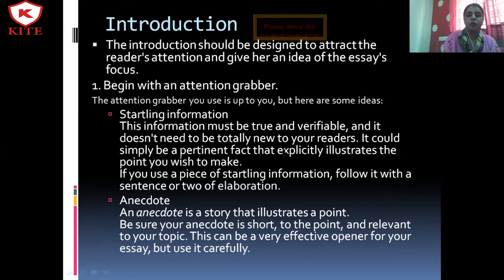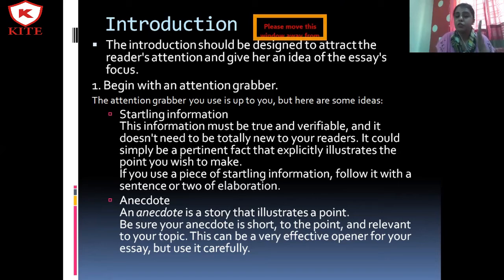So it could simply be a pertinent fact that explicitly illustrates the point you wish to make. Okay, any kind of factual information: if you're writing about pollution, any kind of pollution-related fact you can mention and information you can give. If that information is something your readers have not heard of before, what will happen? They will be interested in knowing more about it.